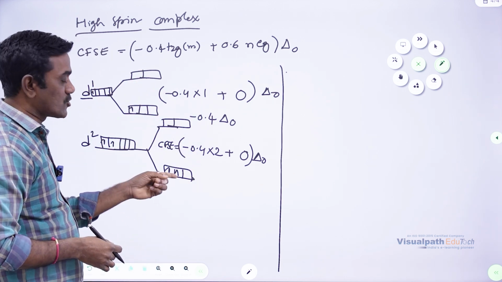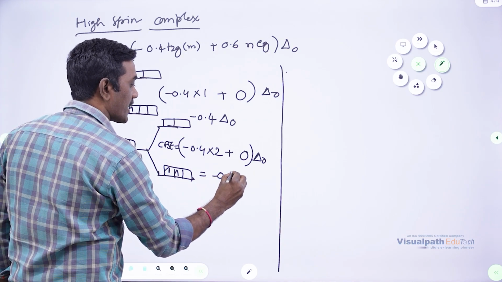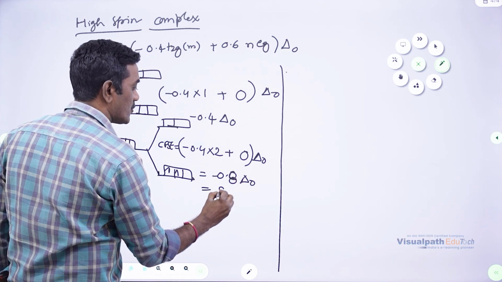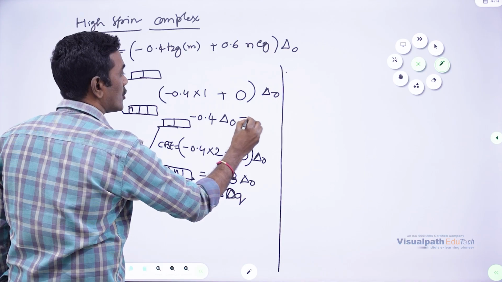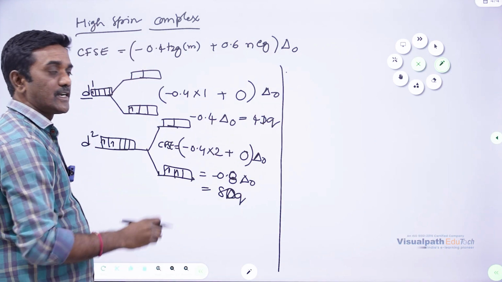There is no pairing. So 0, right? So if you are considering here, minus 0.8 delta naught, obviously it is equal to 8 Dq. Here it is going to be 4 Dq per electron. Already we have discussed delta naught is equal to 10 Dq.